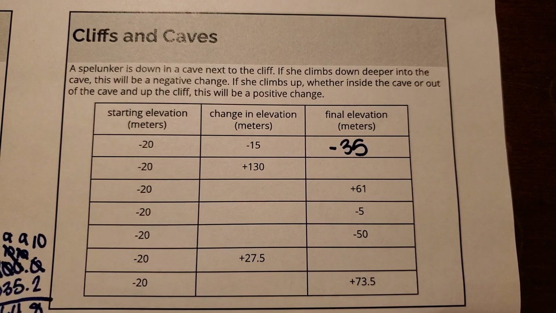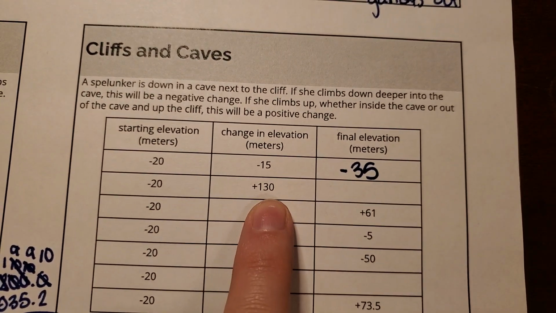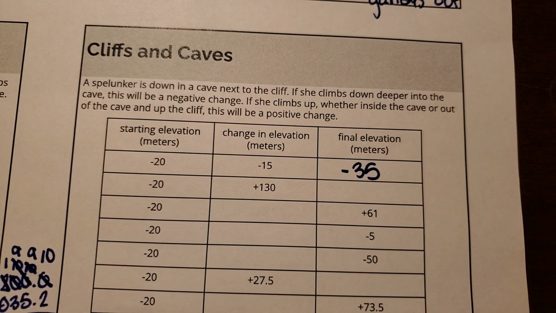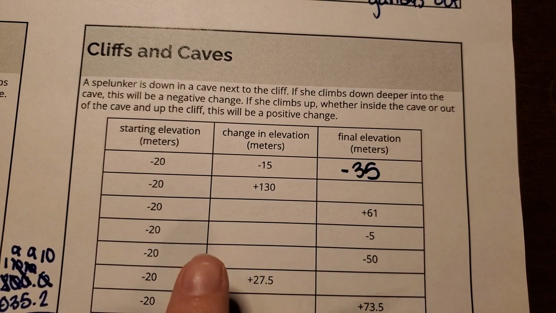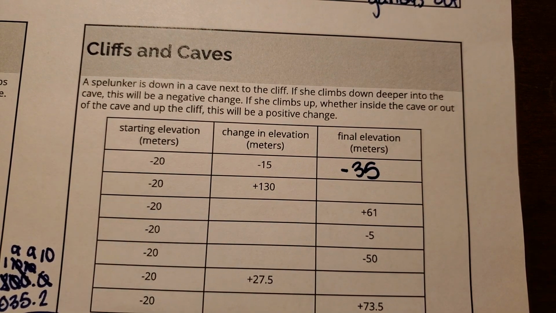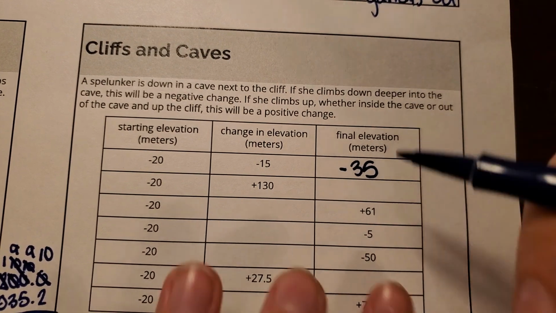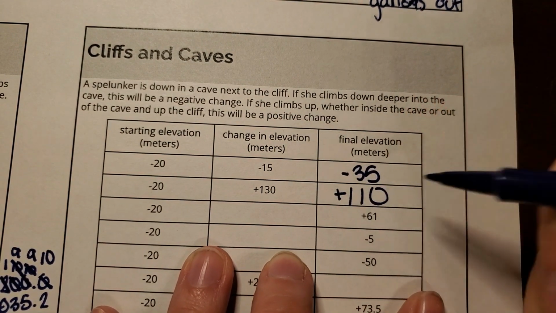Next, we have a change in elevation of positive 130. So what I'm going to do is, again, think logically about this. We use 20 of these meters to get to 0. That means we have 110 left. So 0 would be just getting out of the cave, and then they're going up. They're going to climb that cliff an additional 110 meters. Because that's what's left over once we use the 20 to get out of the cave. So we're going to end up with a final elevation of a positive 110.